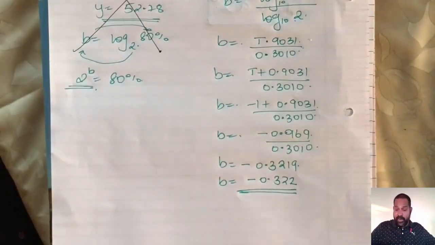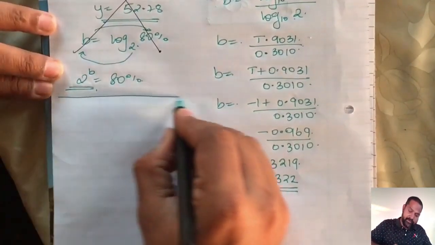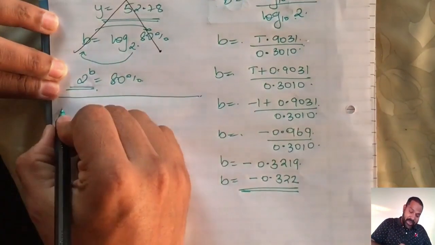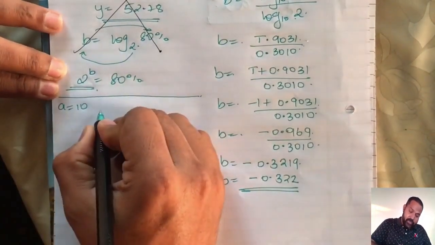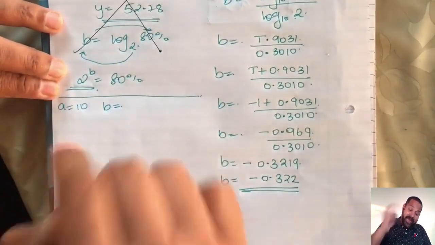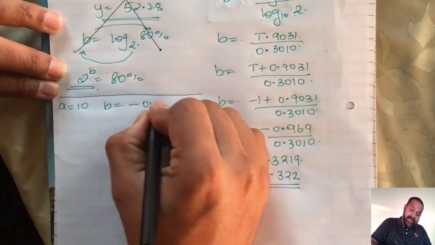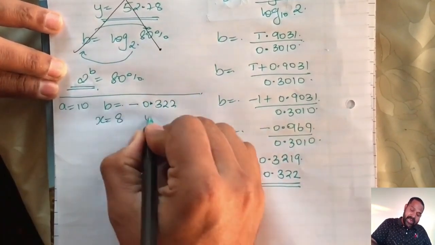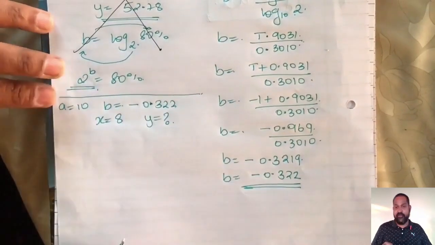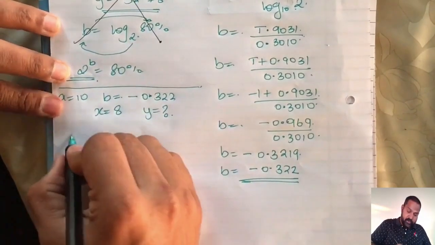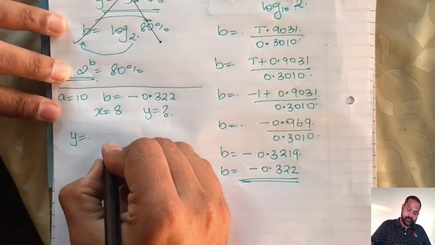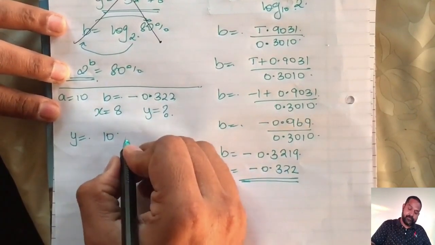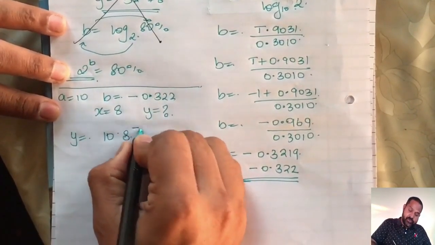Now, sir, now can we verify this? Yes, now go ahead. Your A is 10. Your B for 80% is minus 0.322. For X is equal to 8, I want you to find the average time, which is Y. So I will say Y is equal to A X raised to B.